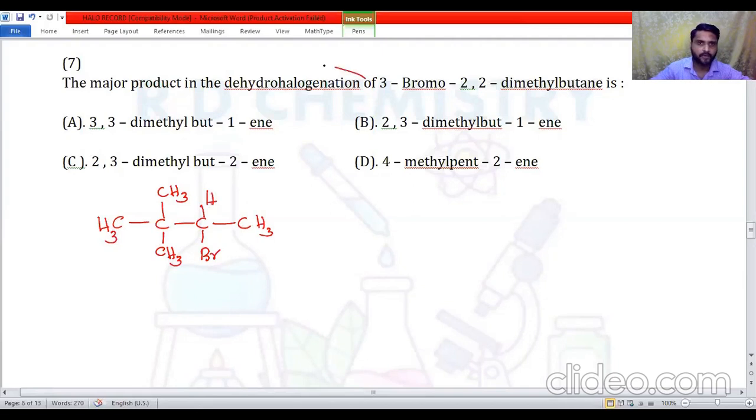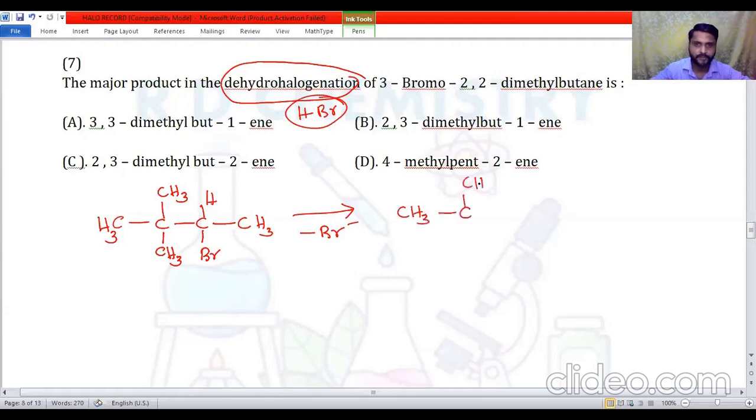What is the dehydrohalogenation reaction? Removal of hydrogen and bromine from neighboring carbon atoms. Now, first we'll remove the Br atom. Br should be removed as Br minus now. So we are left with the CH3. Tertiary butyl group is there, attached to the CH plus now. There is a shortage of one bond, then CH3. Now, there is a carbocation.